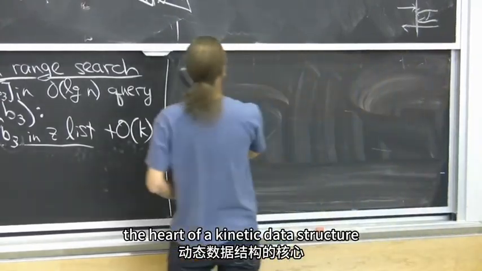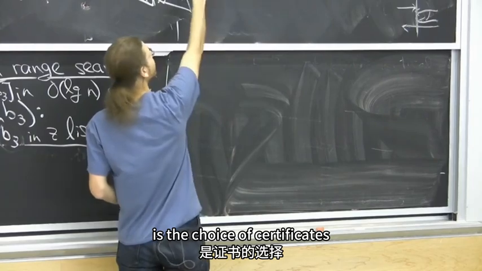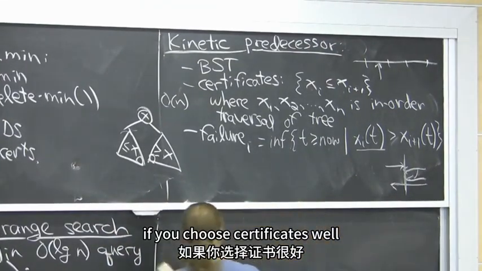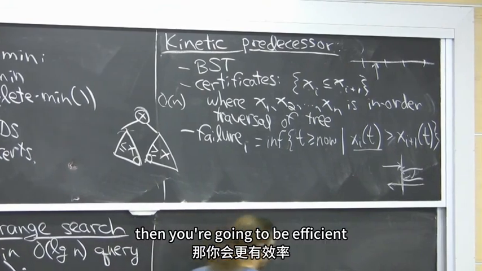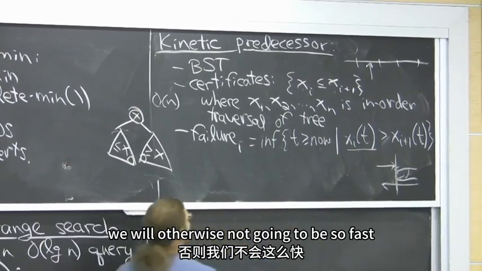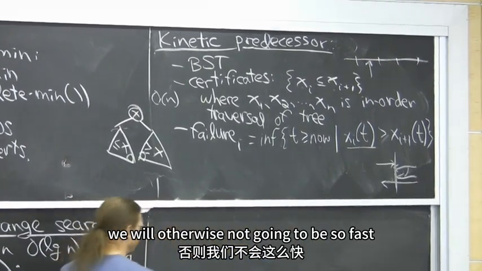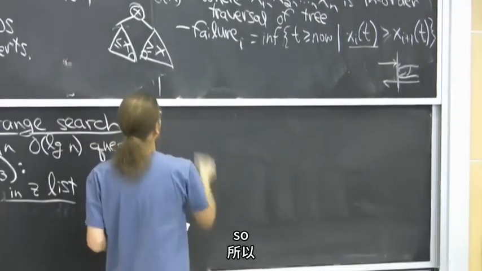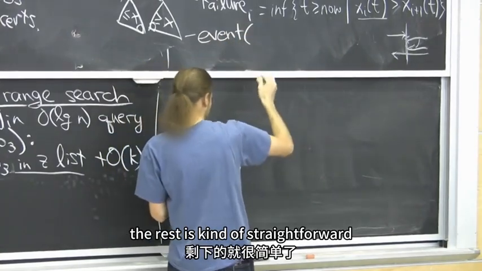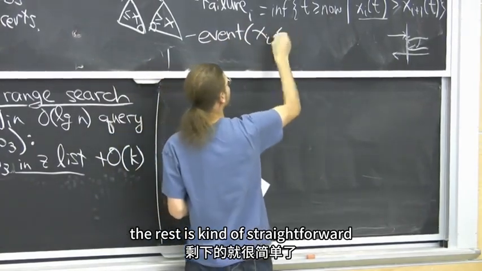Although really the heart of a kinetic data structure is the choice of certificates. If you choose certificates well, then you're going to be efficient. We haven't defined efficient yet. We will. Otherwise, not going to be so fast. So it's all about choosing those certificates right. The rest is kind of straightforward.